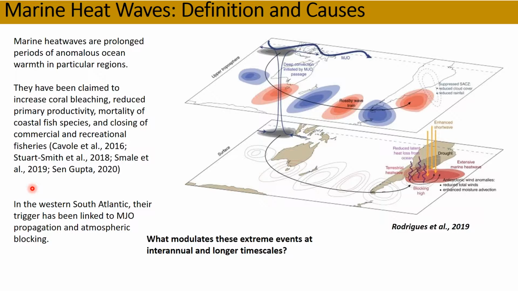So warm anomalies and cold anomalies happen everywhere around the world, and these are becoming more frequent, right? Especially heat waves are becoming more frequent in the ocean. This can have a strong impact, for example, what we've seen: coral bleaching, reduced primary productivity, mortality of fish species, and so on, depending on the intensity and duration of the event.